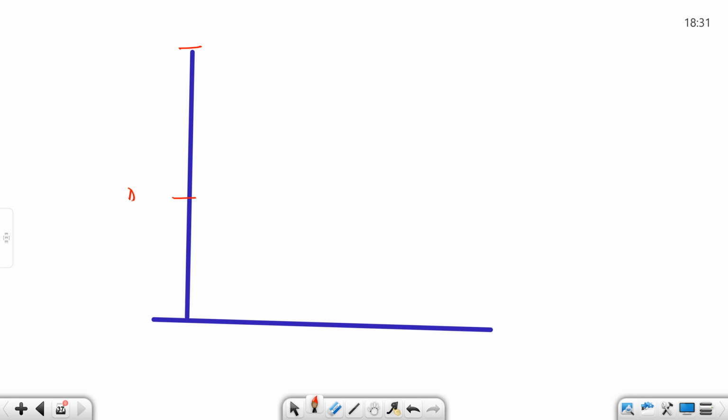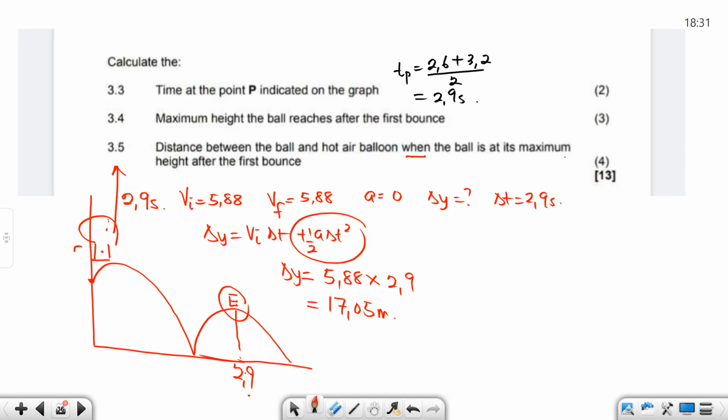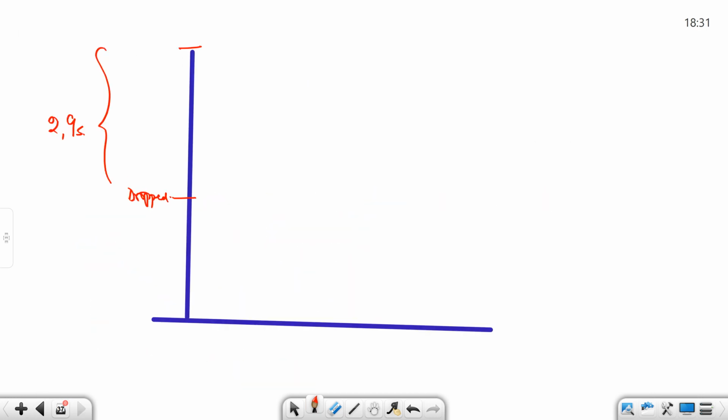This was where the ball was dropped, right? So this was where we started counting from. Because in this time frame is the 2.9 what? Seconds. How far did we say the object has gone? 17.05. It means from here to here it is what? 17.05 meters. This is where the hot air balloon is now, right? The new place. All right.